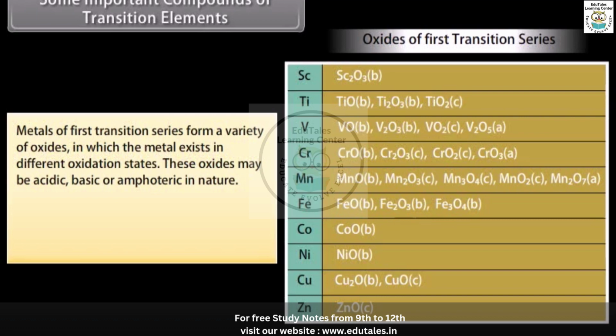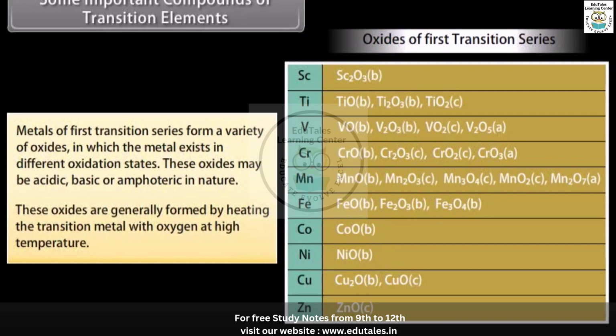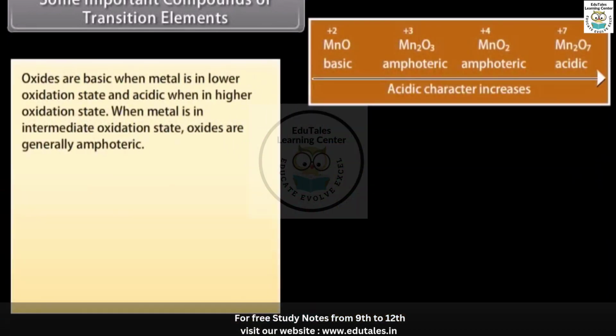or amphoteric in nature. Stable oxides have been shown in bold type. A indicates acidic, B indicates basic, and C indicates amphoteric nature of the oxide. These oxides are generally formed by heating the transition metal with oxygen at high temperature. Oxides are basic when metal is in lower oxidation state and acidic when in higher oxidation state. When metal is in intermediate oxidation state, oxides are generally amphoteric.